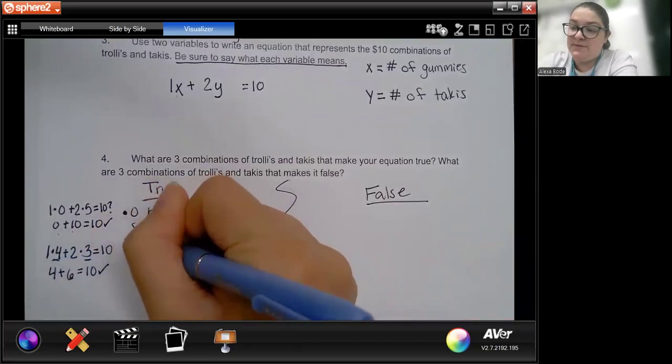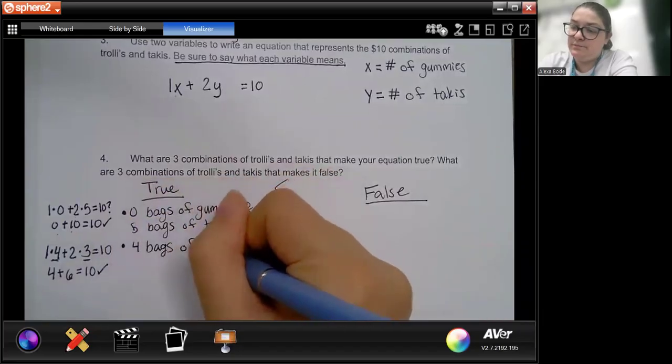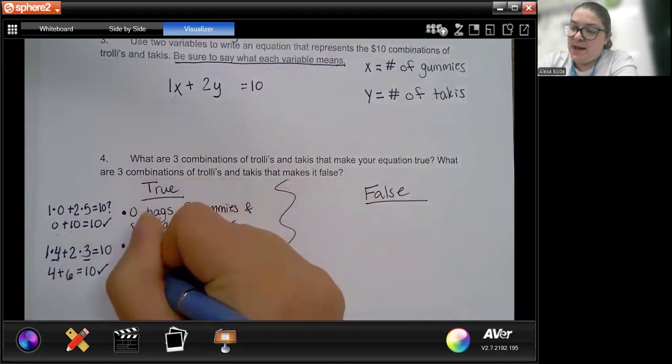So my solution here is this 4 and 3. So 4 bags of Takis, sorry, 4 bags of gummies and 3 bags of Takis.